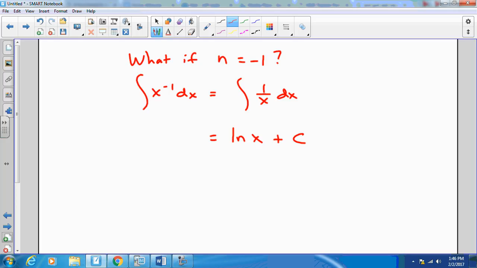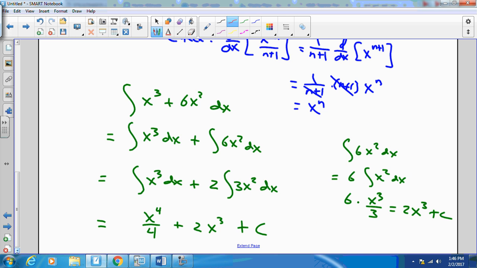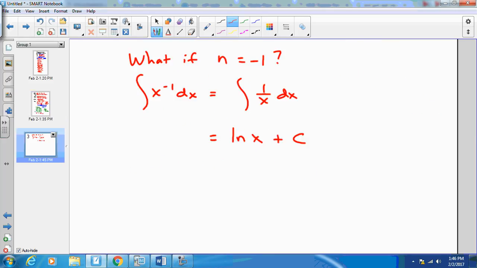So for example, going back to our power rule page right here, if I had the antiderivative of x to the -1/3, add 1 to the power, so divide by the new power. Dividing by 2/3 is the same as multiplying by 3/2. Let's see. So the only special exponent is exactly -1 right here.